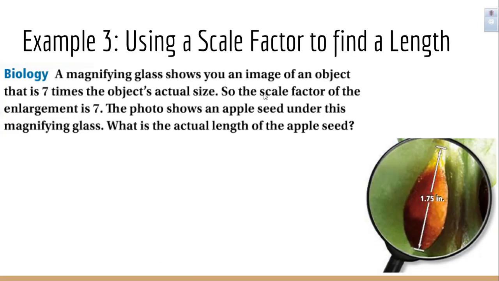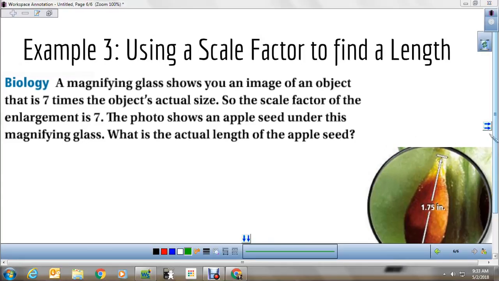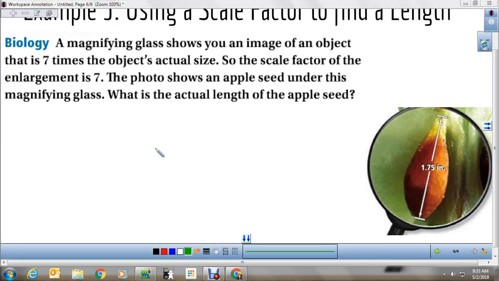A magnifying glass shows you an image of an object that is 7 times the object's actual size. So the scale factor of the enlargement is 7. The photo shows the apple seed under this magnifying glass. What is the actual length of the apple seed? What we're trying to do is find the actual length. So we're going to use the equation where the image is equal to the scale factor times the pre-image.